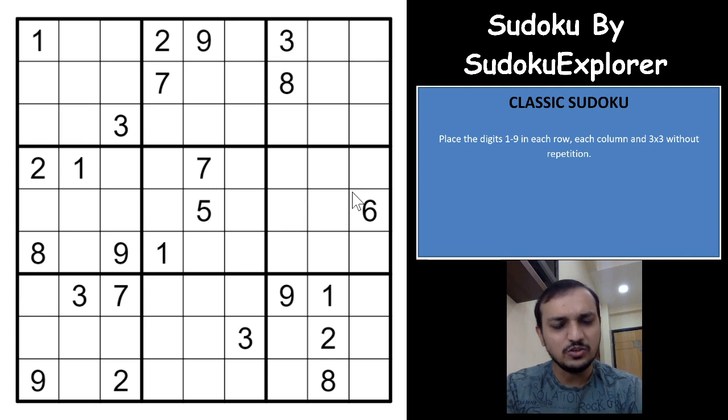Now this Sudoku is constructed by SudokuExplorer, and I really thank the author for giving us an opportunity to cover a video on our channel. So usually Sudoku Explorer has constructed variant Sudokus and I have solved some of his variants. They are really excellent. So let's see if we are able to crack this classic Sudoku by the author.